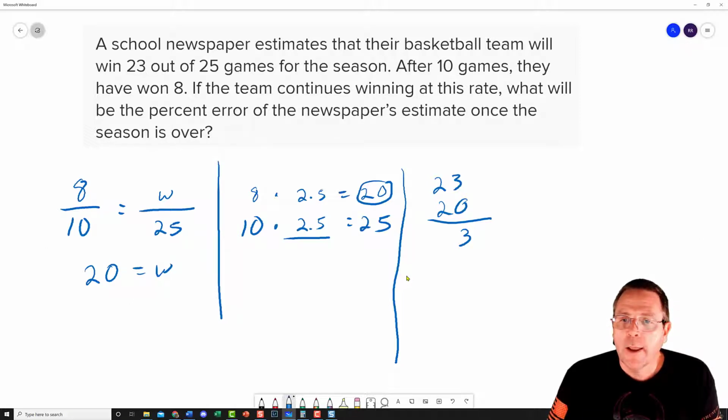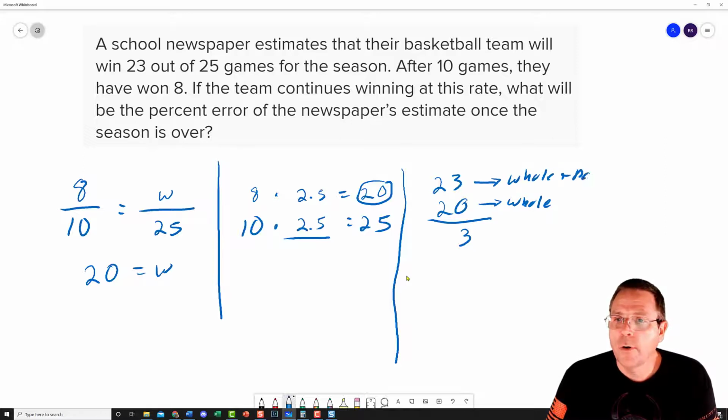Now what do we have here? This right here, that's going to become our whole. This right here, that's going to become our whole plus the part. And this right here, that's going to become the part.